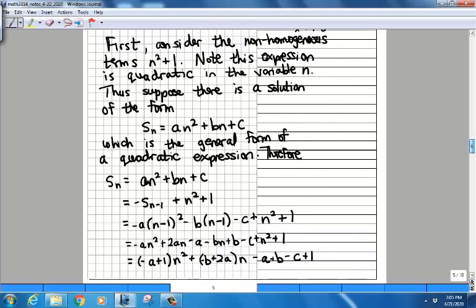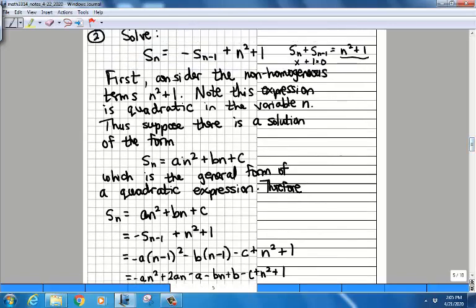Again, I'm supposing s sub n is a n squared plus b n plus c. This is what we're assuming. But according to the recurrence relation, this is what we're told: we know that s sub n is minus s sub n minus 1 plus n squared plus 1. So a n squared plus b n plus c has to be minus s sub n minus 1 plus n squared plus 1. But what is minus s sub n minus 1?